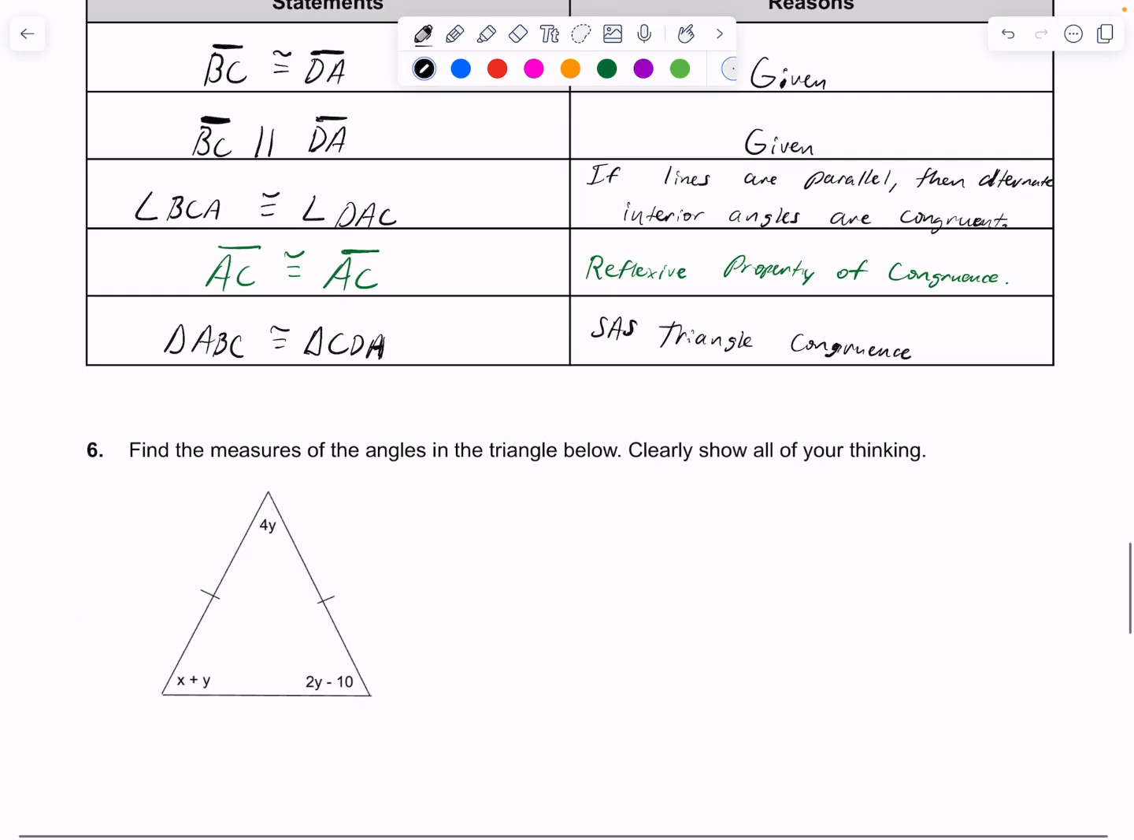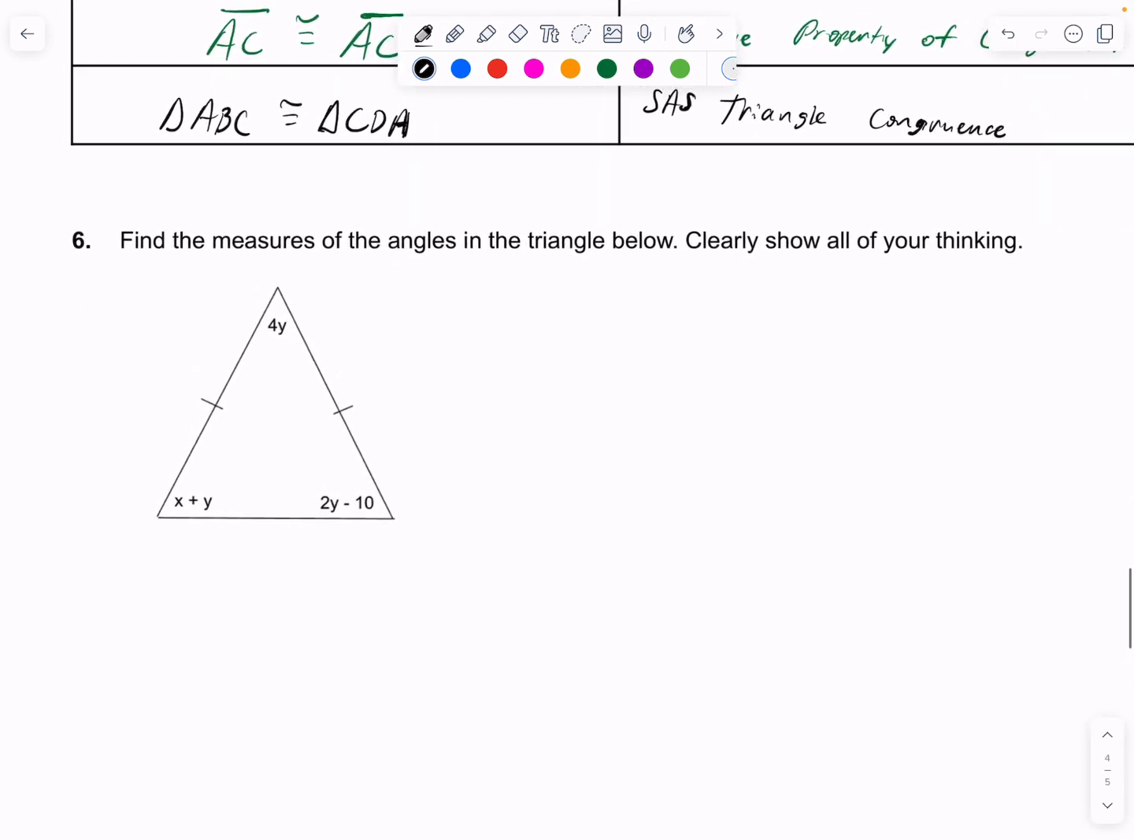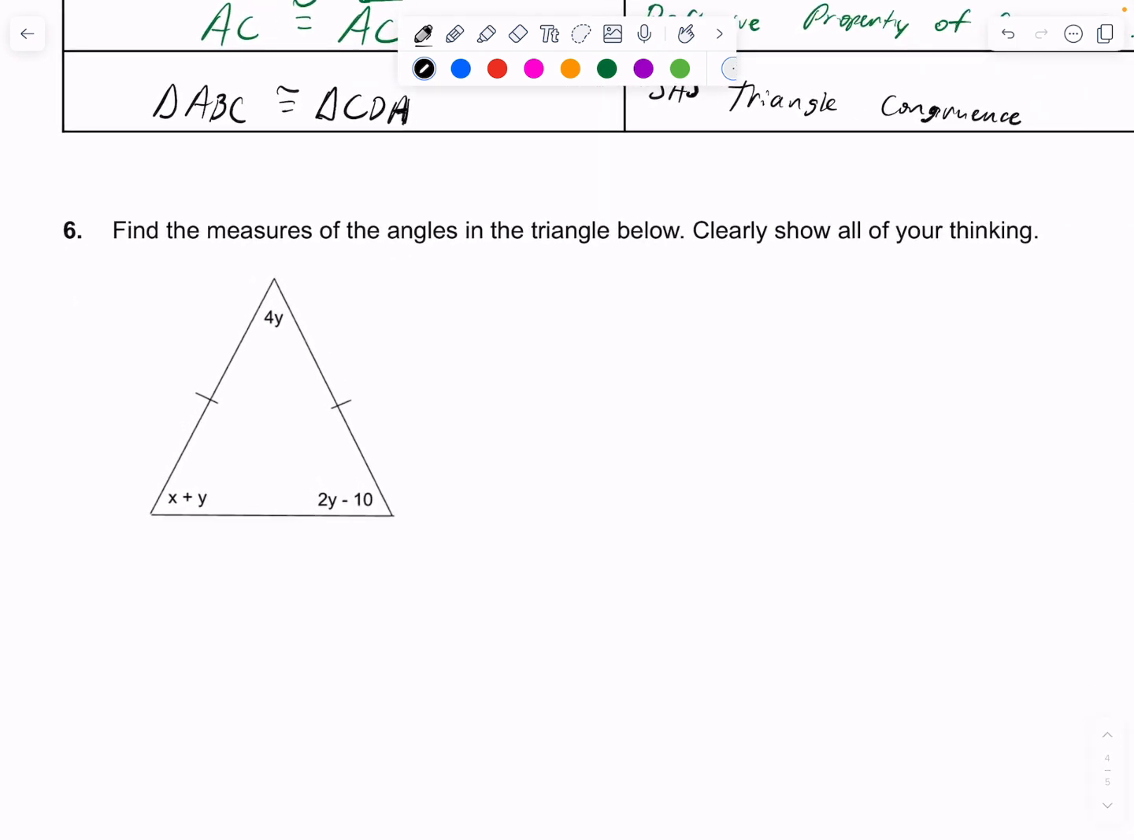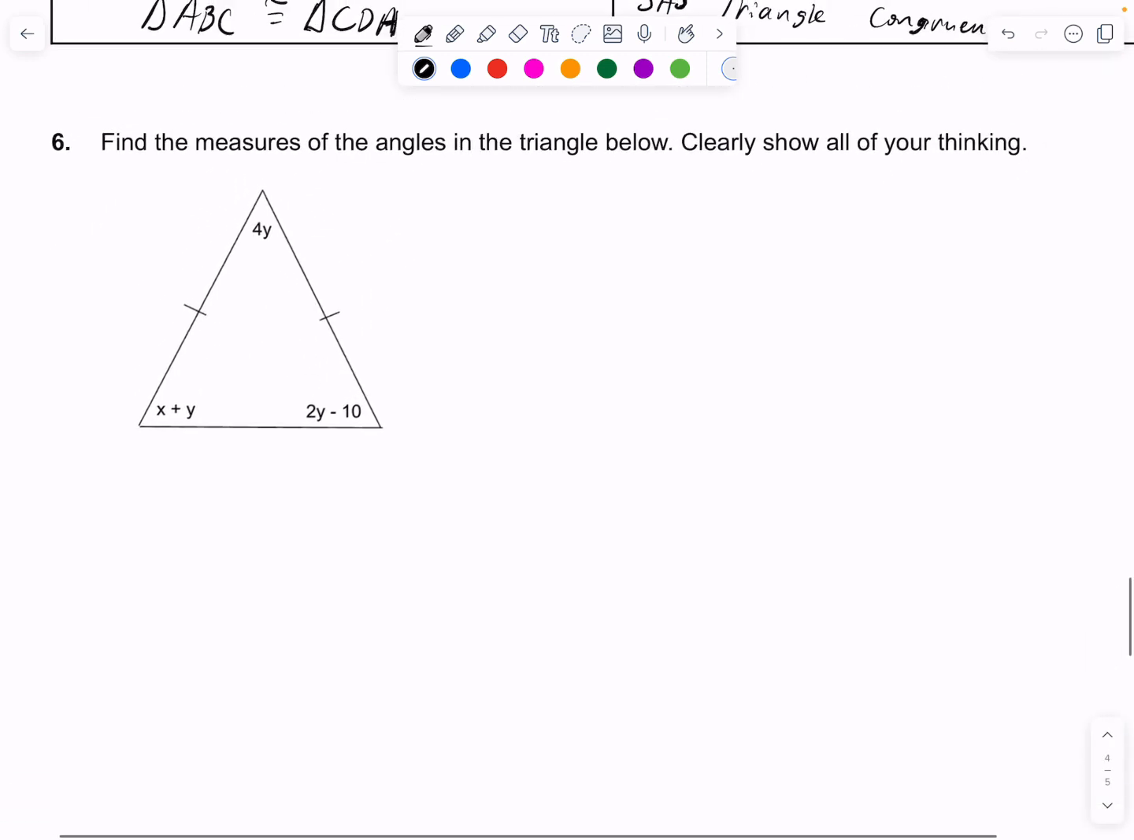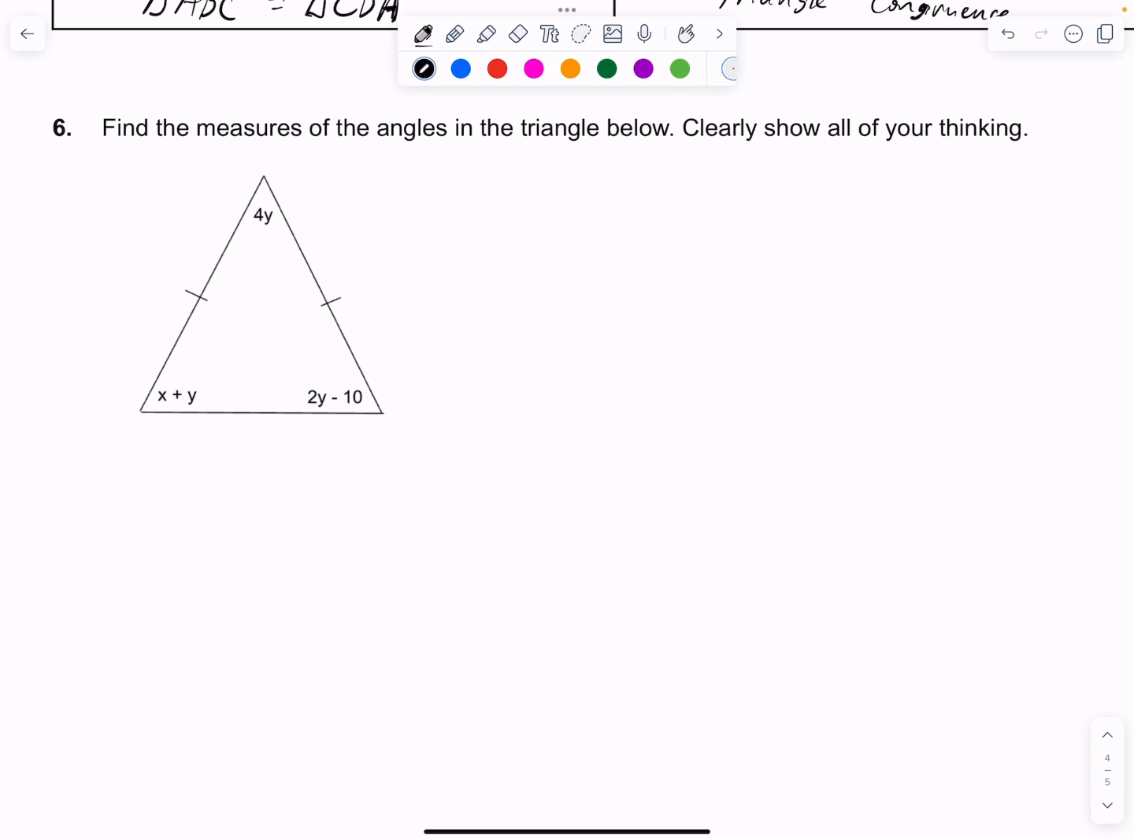I'm going to do number 6 on this video, and then I'm going to be finished. Again, please feel free to check the key on Canvas to look at the ones that I did not do. All right, so we want to find the measures of the angles in the triangle. First we need to figure out what X and Y are.